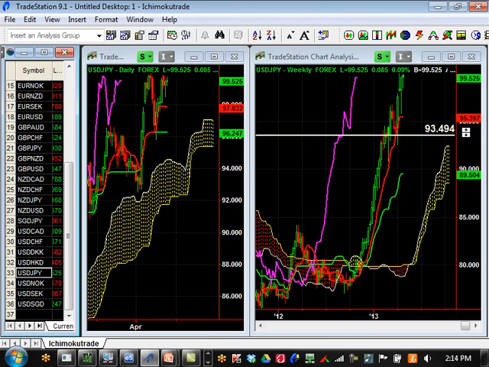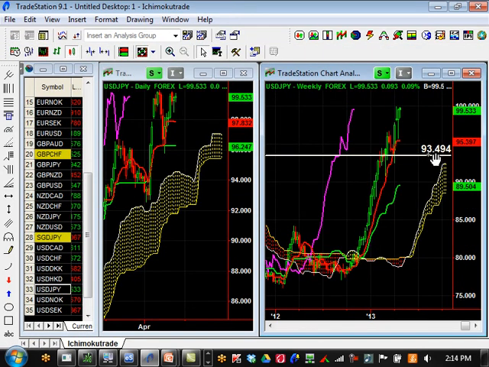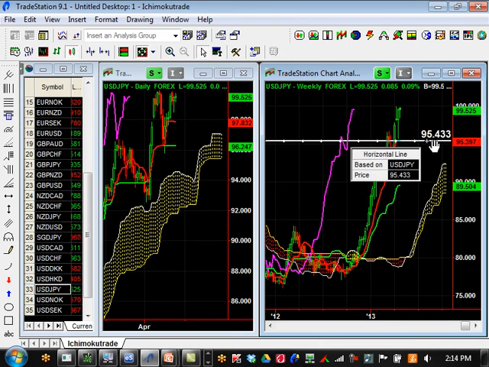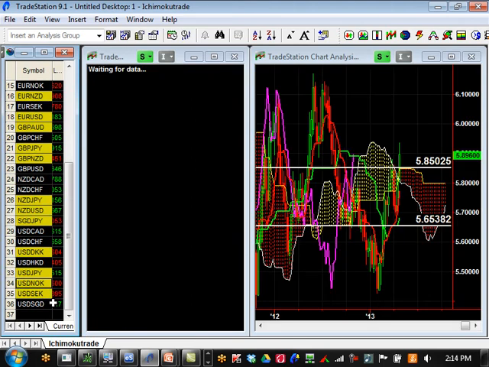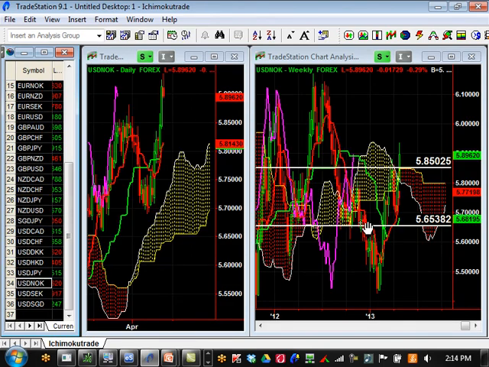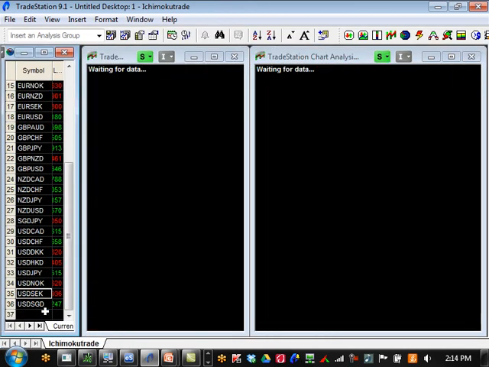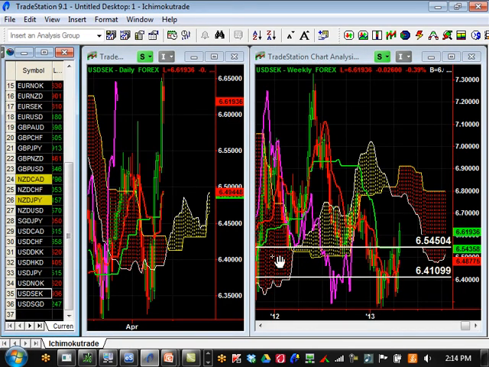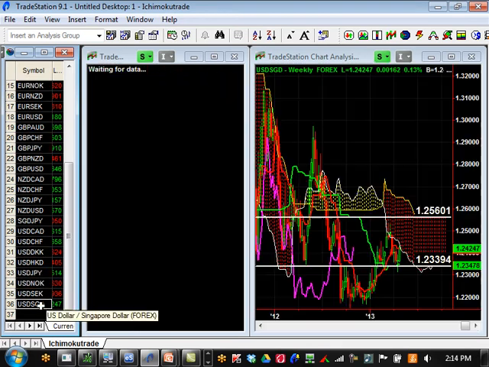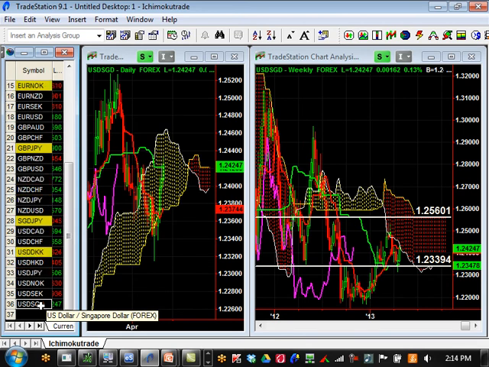US Yen is making its move to get to 100. Not quite there yet, but it's getting there. Very, very close. Support levels on this one are going to be 95.43. US NOK, nothing going on there at all. Resistance on this guy is going to be roughly here at 93.32. Support's going to be 85.02. US SEK, really not doing anything now except consolidating. It's not even worth talking about on that one. And US Singapore is basically ranging between 23.39 and 25.60.